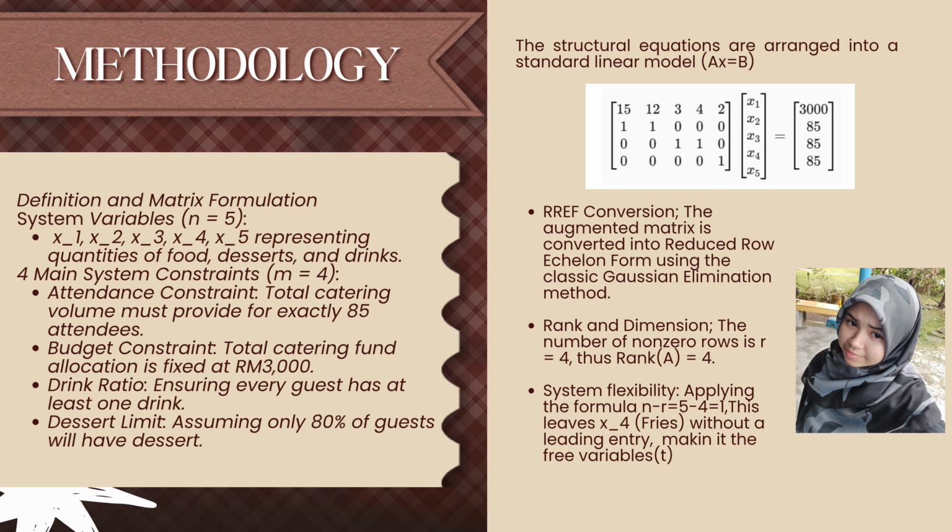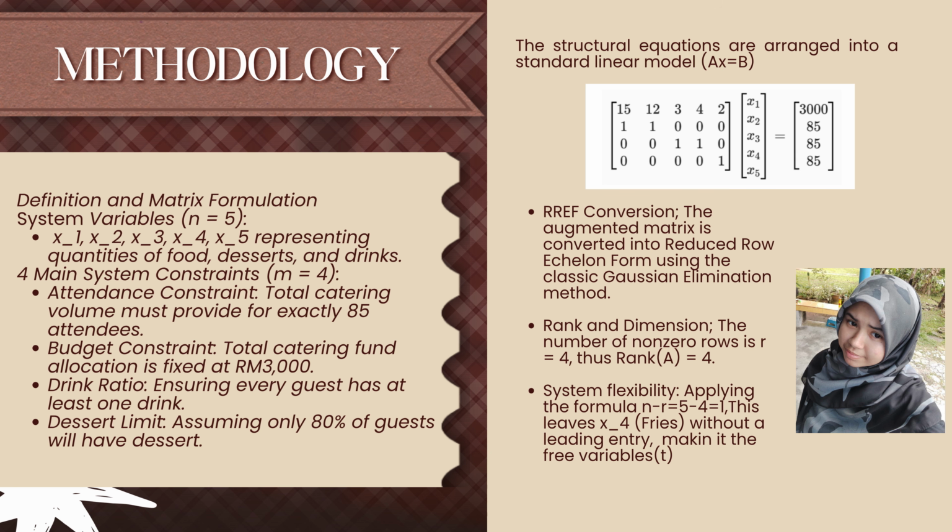Now, let's dive into the core of our project, the methodology. To solve our catering optimization problem, we first define our system using 5 key variables represented as x1 through x5. These variables account for the quantities of different food items, desserts, and drinks required for our event. Our system is governed by 4 primary constraints, which are attendance, budget, drink ratio, and dessert limit.